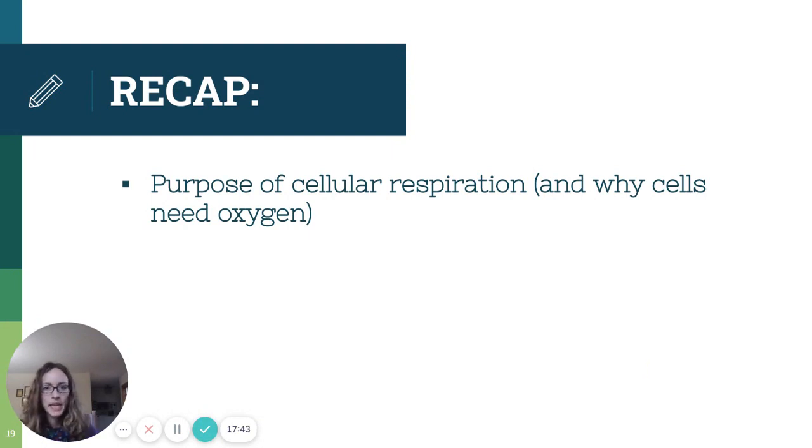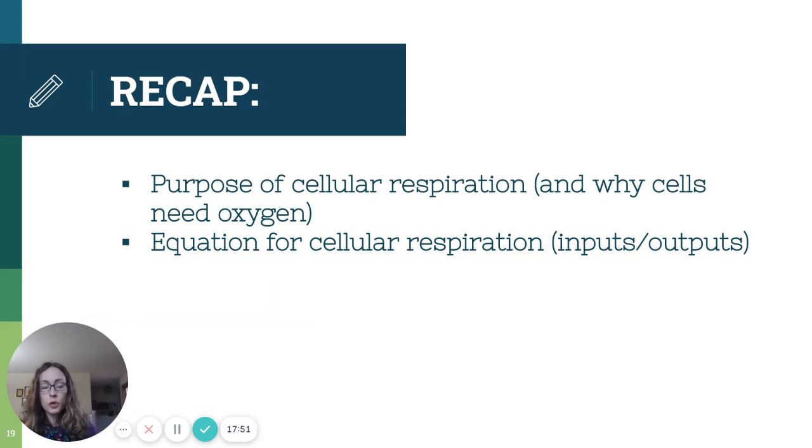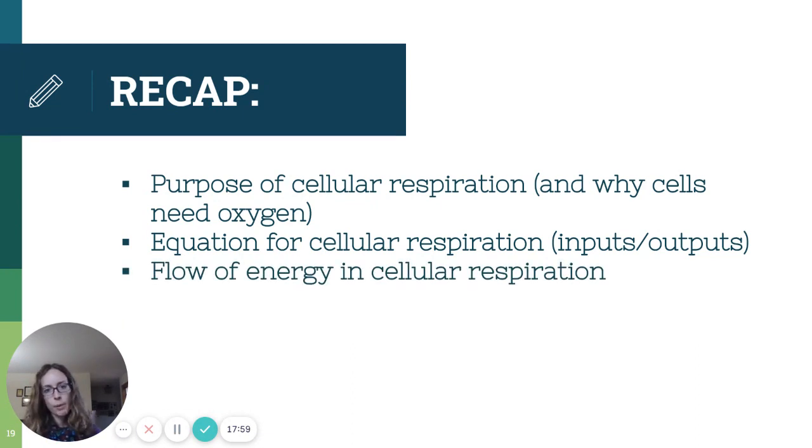This is all about making ATP. This is why your cells need oxygen, so that they can combust your food and release energy to recharge the ATP. You've learned the equation for cellular respiration. If you need to go back to make sure you've written down those inputs and outputs, please do that. And you've learned more about the flow of energy in cellular respiration, that we're taking energy from food and transferring that energy into ATP. We're also losing some energy as heat, but we'll get into that next.